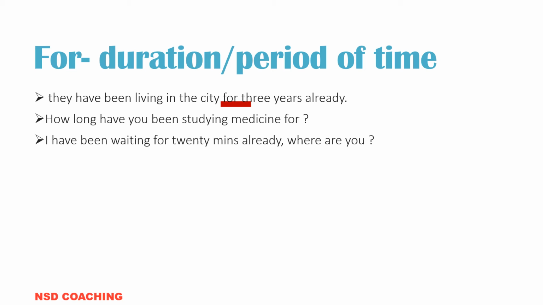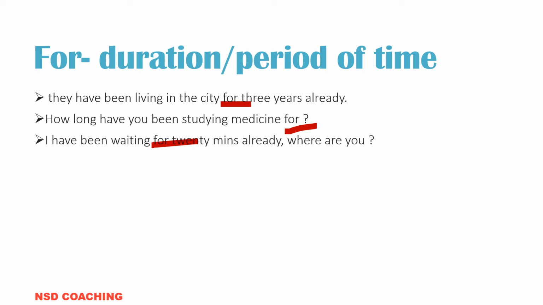How long have you been studying medicine for? For how long have you been studying medicine? Again, you're asking for a duration of time. Let's say for 5 years, for 6 years, for 4 years, you can give out the answer. I have been waiting for 20 minutes already. Where are you? Now you can say, what is the time period? 20 minutes. Here you need to give a particular time, right? 3 years, 4 years. You have to give out a time, a number, right?